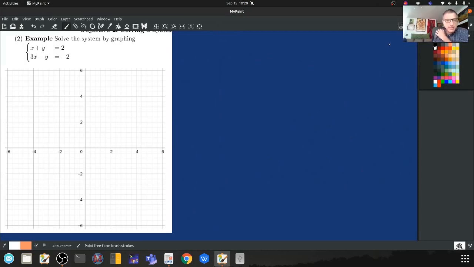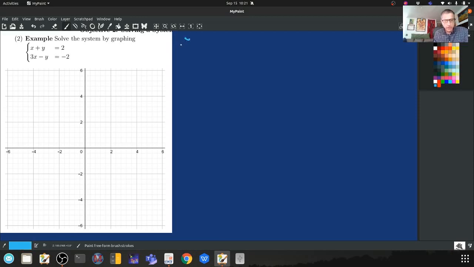So we have a system of linear equations. The first, x plus y is equal to 2, we can call that equation 1, and 3x minus y is equal to minus 2, we can call that equation number 2. So the normal way to deal with this is we have to plot both of these, and you can plot it any way you want.